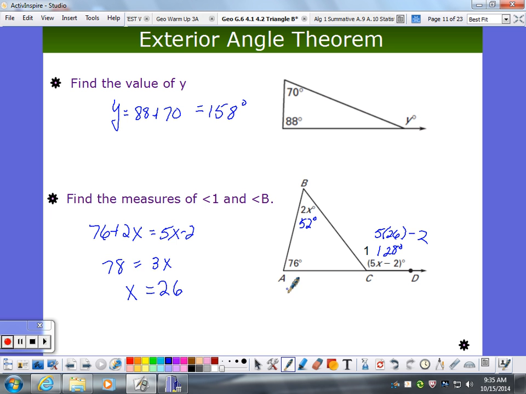Did I find the right angle measures? Gotta check my work here. This is where I'm going to mess up. Okay, exterior angle theorem.